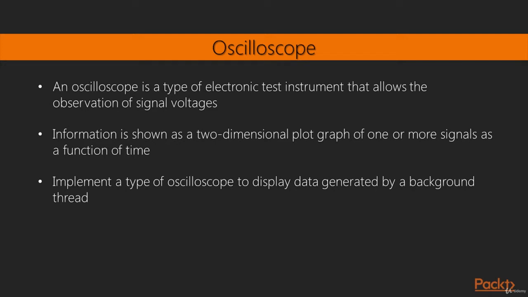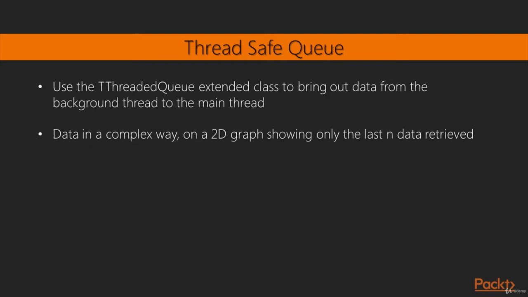Obviously in this video, you'll not create an accurate oscilloscope, rather a nice real-world utilization of retrieving data and using it continuously in the GUI. You'll use the TThreadedQueue extended class to bring out data from the background thread to the main thread.